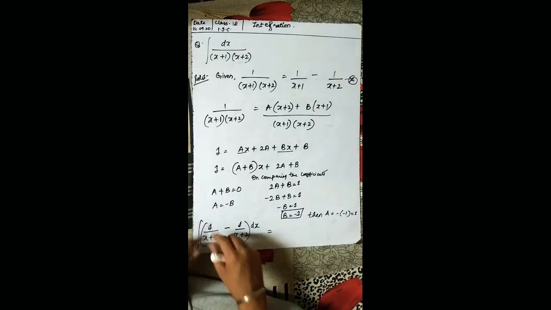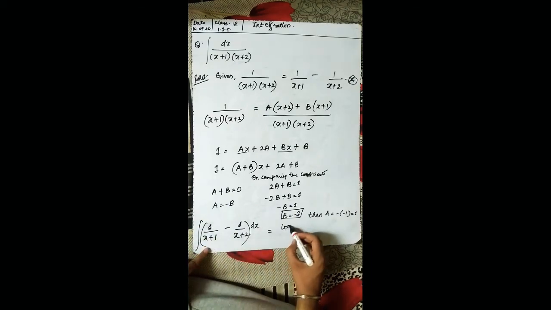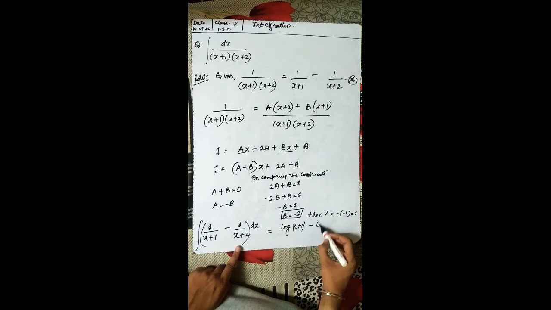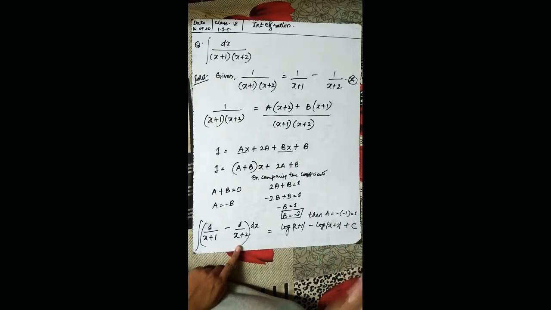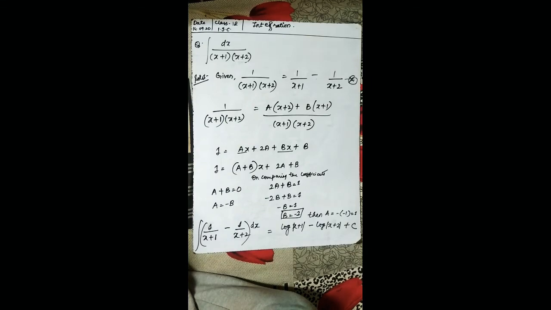What is the integration of 1 upon x dx? Log x. So the integration of this is log of x plus 1, minus, the integration of this will be log of x plus 2, plus c. Okay, this is the final answer though. So that is how you have to do.